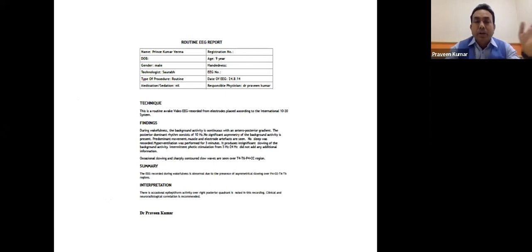Normally we write like this. Technique: this is a routine awake EEG, electrodes placed according to the 10-20 system. Findings: wakefulness, background activity is continuous, anterior-posterior gradient is there, posterior dominant rhythm is 8 to 10 hertz, reactive to eye opening. Hyperventilation was normal, photic was normal, there were no abnormalities seen. The sleep features were present in the form of vertex waves, K-complexes, and spindles. This is a normal EEG, and this is a normal impression.